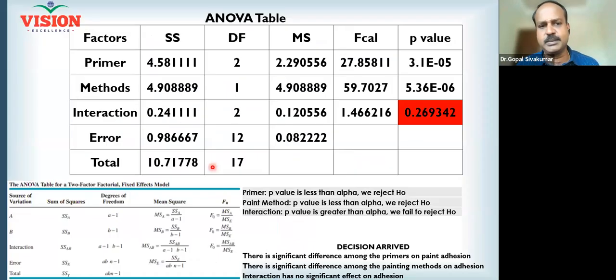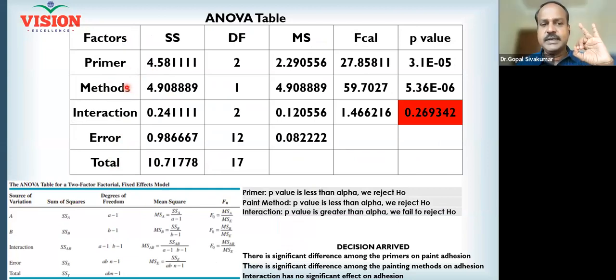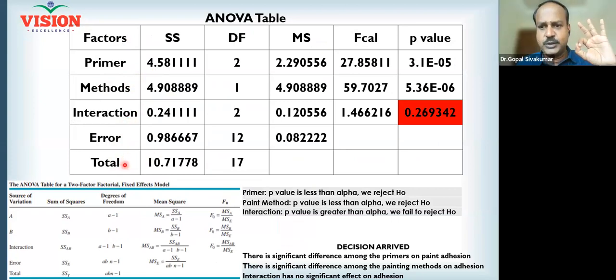So what is the ANOVA table? The first column talks about factors. How many factors are possible? Primer is a factor. Painting method is another factor. Interaction is the third factor. Then total effect. The difference between the total and the effect of all the factors is considered as error.